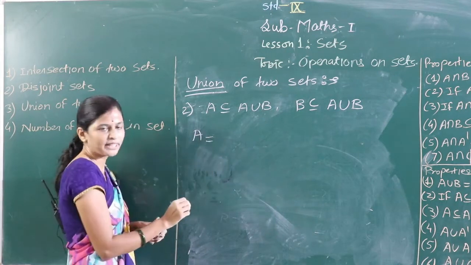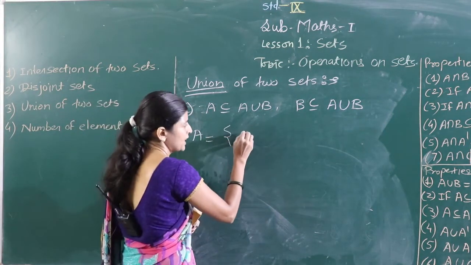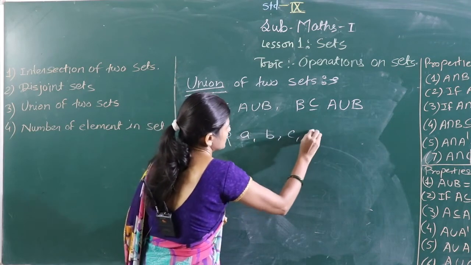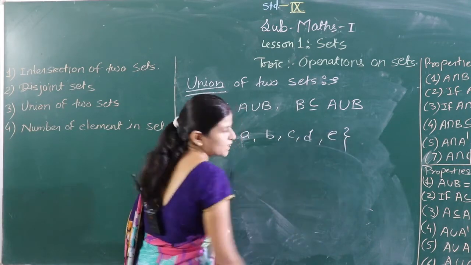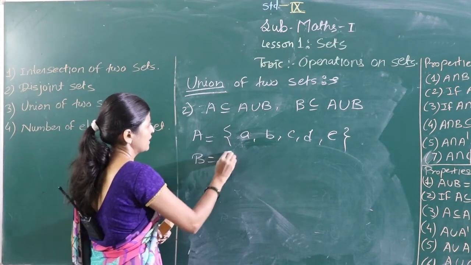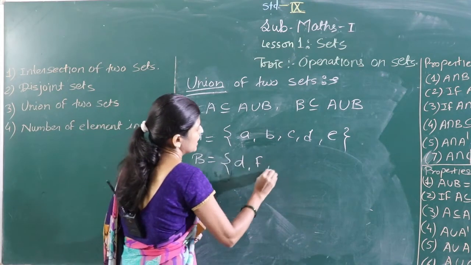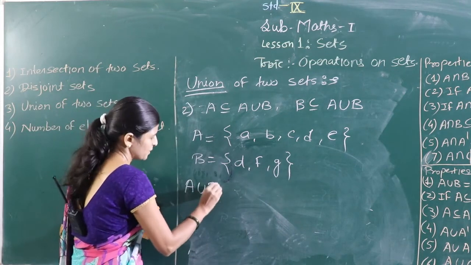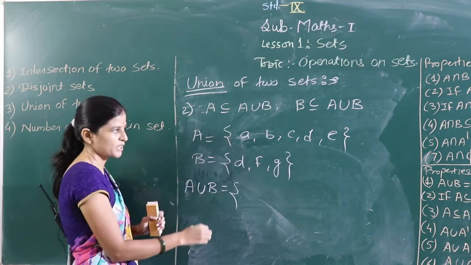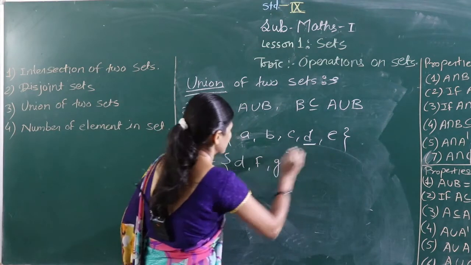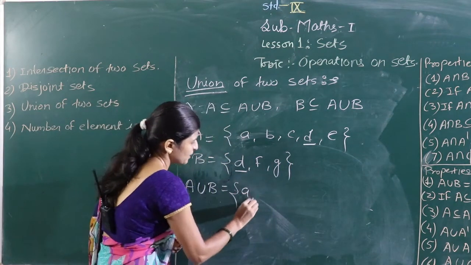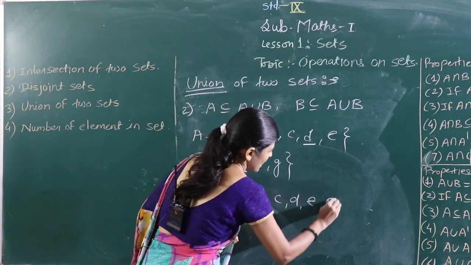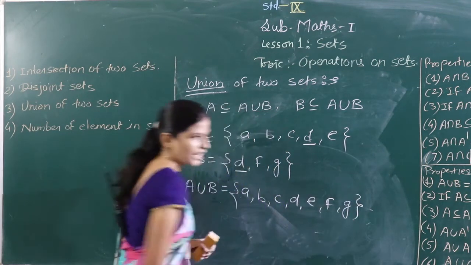This also we prove by taking an example. Suppose A equal to A, B, C, D, E. This is the element of A. B, F, G. This is the element of B. Now we find out A union B. Union means combination of both the sets, including common at once. Common is only D. So what are the elements of A union B? A, B, C, D, E, F, G. This is A union B.